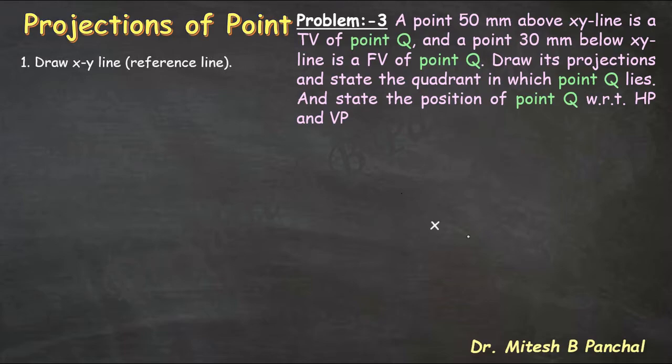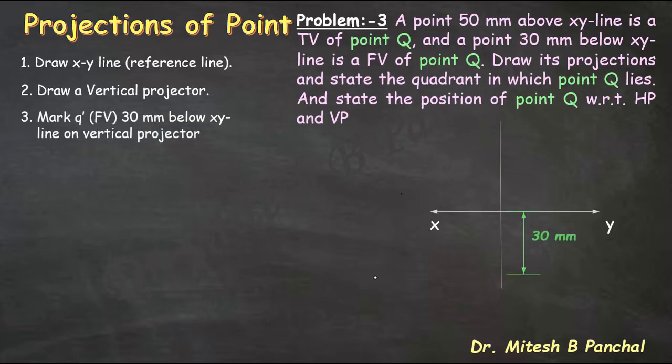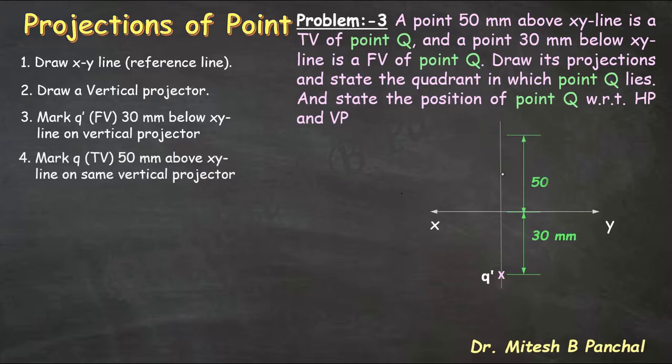So first draw the XY line, and draw a vertical projector on which the top view and front view will be considered. First mark the front view, that is Q dash, 30 mm below the XY line. Then mark the top view, that is small q, 50 mm above the xy line. So these are nothing but the projections of point Q, Q dash and Q, right? This is the first part of the problem which we have to consider. Here the first part of the problem to be solved is to draw its projection. So projections are now drawn.